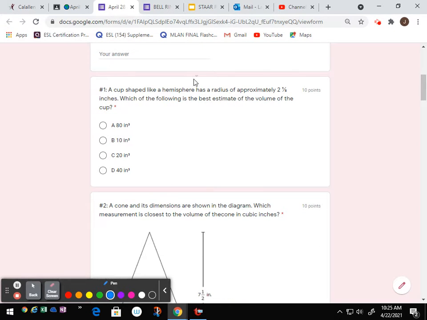Number 1 says, a cup shaped like a hemisphere has a radius of approximately 2 1/8 inches. Which of the following is the best estimate of the volume of the cup? So we're just trying to find the volume of a hemisphere. If we remember, a hemisphere is a 3D shape of half of a sphere. To find the volume of the hemisphere, we first need to find the volume of the whole sphere. It says the radius, from the center to the side, is approximately 2 1/8.